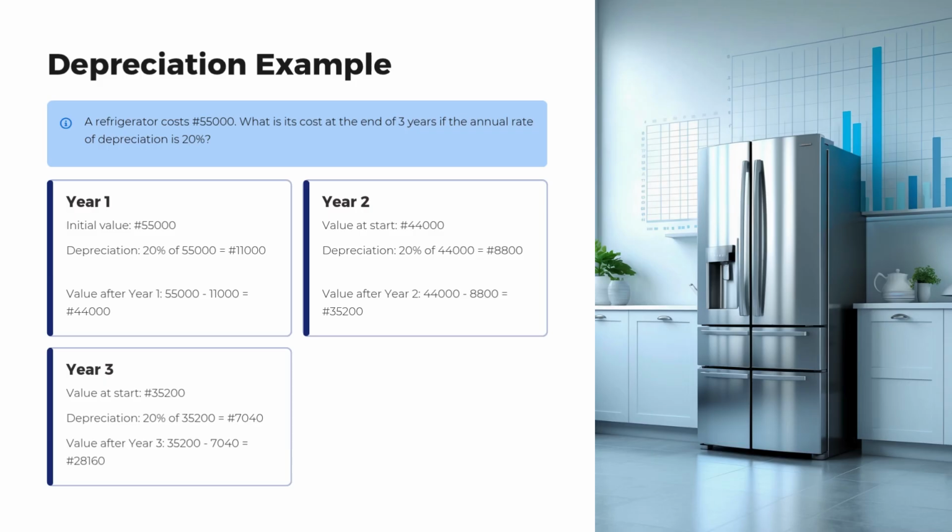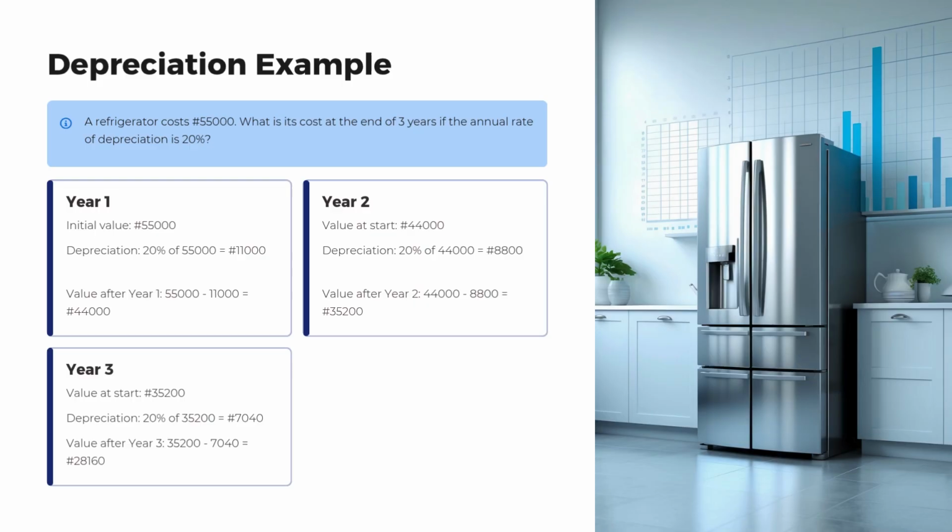Year 1. Initial value equals 55,000 naira. Depreciation equals 20% of 55,000. Depreciation equals 11,000 naira. Value after year 1 equals 55,000 minus 11,000 equals 44,000 naira. Year 2. Value at start equals 44,000 naira. Depreciation equals 20% of 44,000. Depreciation equals 8,800 naira. Value after year 2 equals 44,000 minus 8,800 equals 35,200 naira.